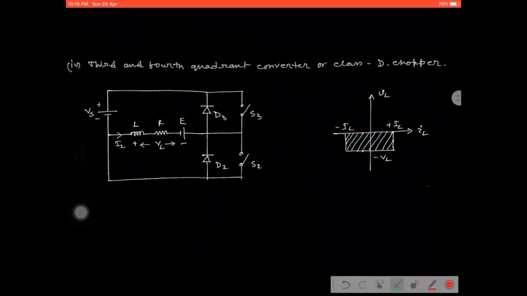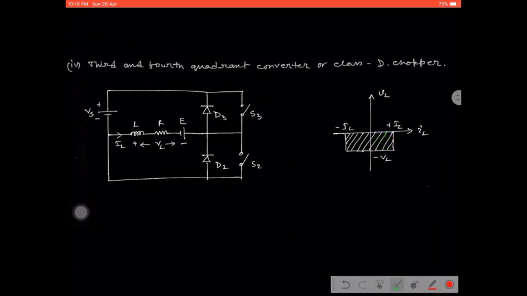In another part, when the switch S2 is closed, meaning on, what happens? Then the current starts flowing from this part to this part. Then the inductor gets charged, and the polarity is: this one is positive, this one is negative. In this way, with respect to the reference, the current direction is the same, left hand side to right hand side. That is why it will cover the positive direction of the current. And the supply is negative, the back EMF, that is why it will cover the fourth quadrant operation.